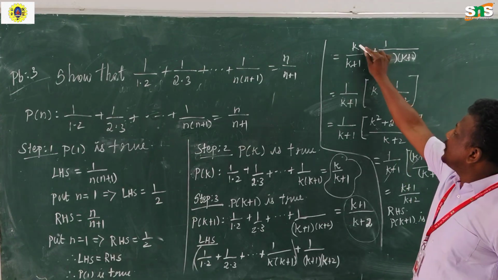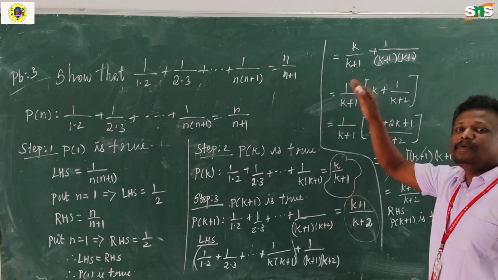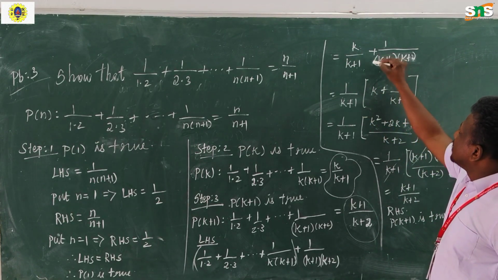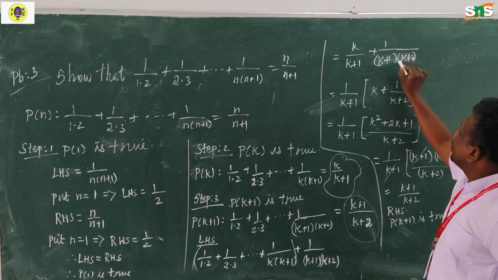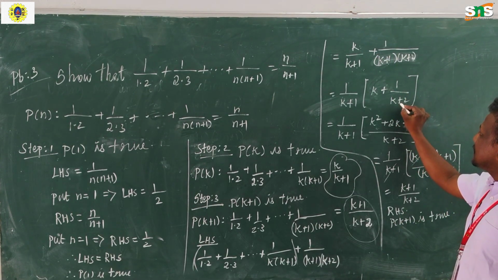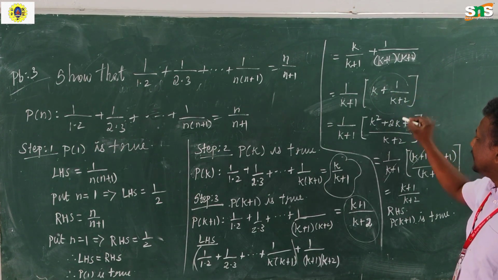So here 1 by k plus 1 and 1 by k plus 1 we have in both terms, so that can be taken outside, right? So after taking outside, the rest of the terms will be k plus 1 by k plus 2, right? So here you just take LCM inside the bracket, which means take cross multiplication and write it.